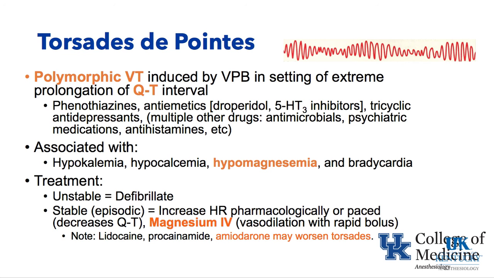Many of our antiemetic drugs, such as droperidol, 5-HT3 inhibitors like ondansetron, tricyclic antidepressants, and phenothiazines can prolong the QT interval. It's especially associated with hypomagnesemia. In a patient who has torsades that comes and goes, make sure that you correct their magnesium. If it's unstable, you're going to defibrillate them. If it's stable and you have time, you're going to give them magnesium, and you're going to attempt to increase their heart rate to decrease their QT interval.